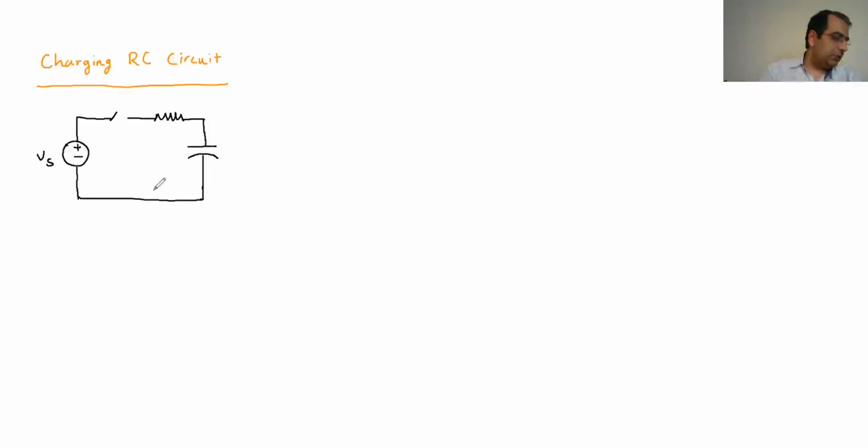So initially, this is what we assume that we have. We want to see what's happening. Initially there's nothing there. The capacitor is completely discharged. There's no energy in that. And then we have the R and the C.